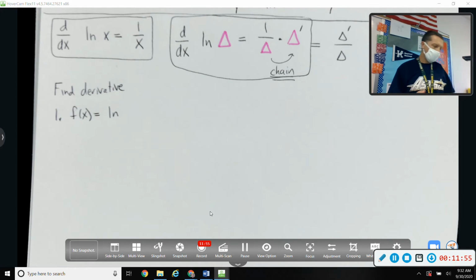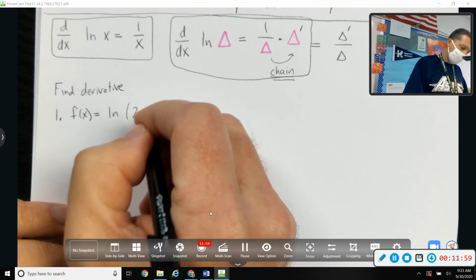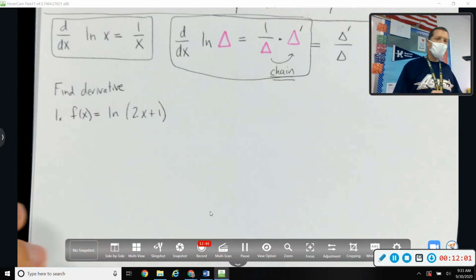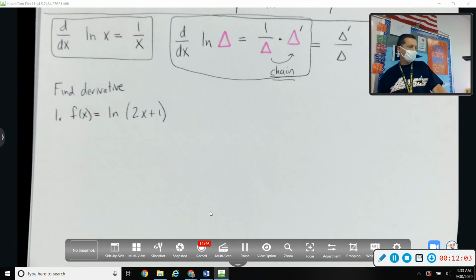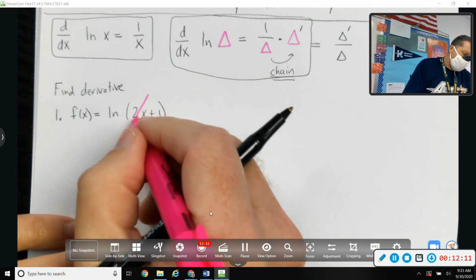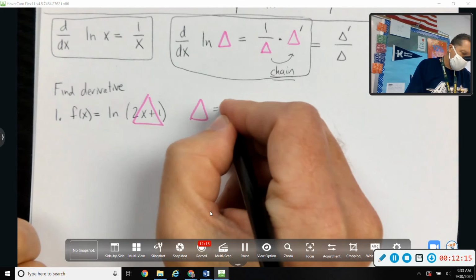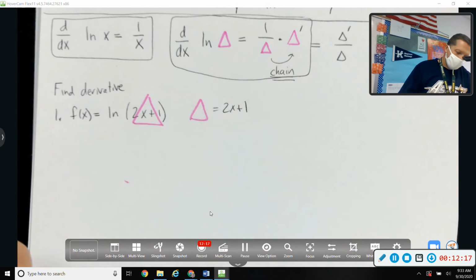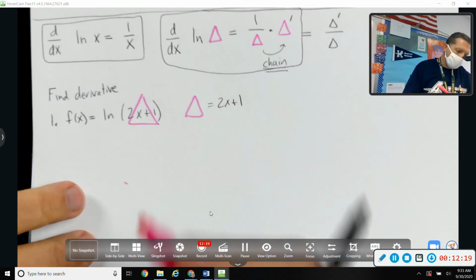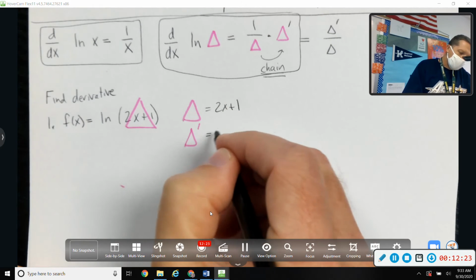So find the derivative if f of x equals natural log of 2x plus 1. I'm going to go a little overboard on the first example, as we often do, and say, okay, that pink triangle is 2x plus 1. And the derivative of 2x plus 1 would be 2.